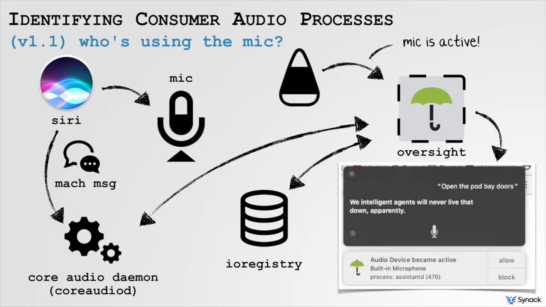It's now more comprehensive. The first thing it can do, which a lot of users requested, which makes sense, is identify what process is using the mic. Again, we can do this similarly to the way that we identify who's using the webcam. Whenever a process accesses the mic and starts recording, this generates a mach message sent to the core audio daemon. So again, OverSight has registered for webcam and mic notifications. It gets a notification from the operating system saying, hey, someone activated the mic. It can then monitor and see who sent mach messages to the core audio daemon. And once it has that, it can again look at stack traces, query the I/O registry, and then very comprehensively and accurately identify what process is using the mic.